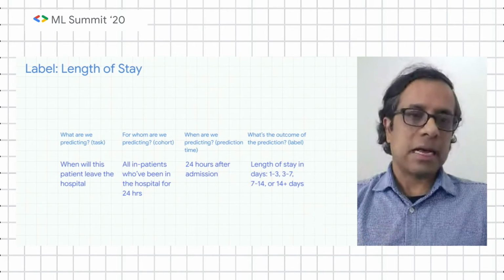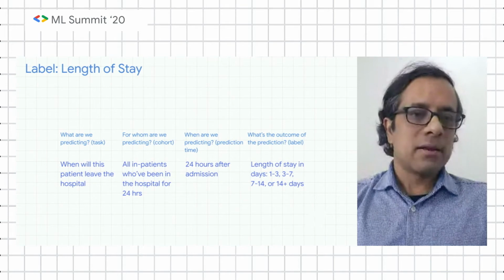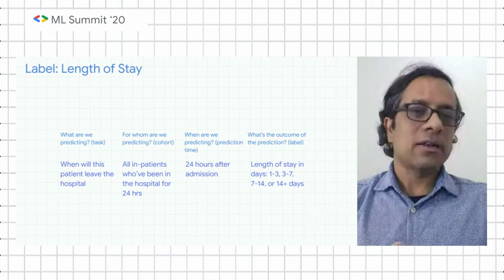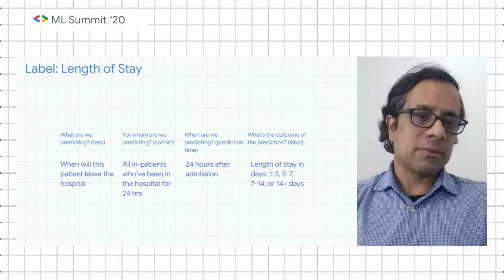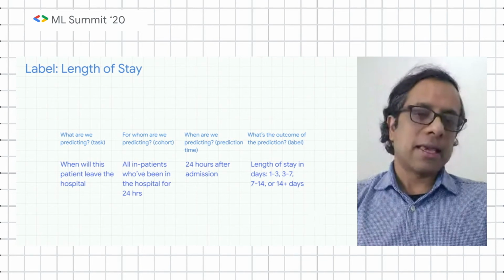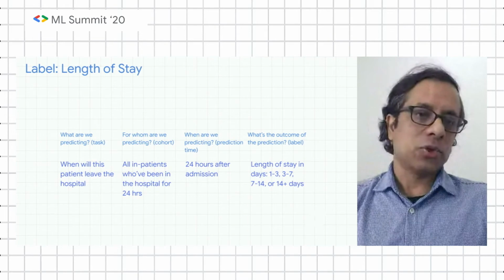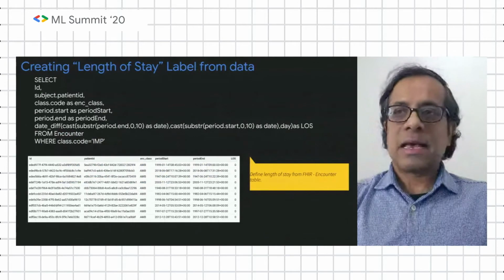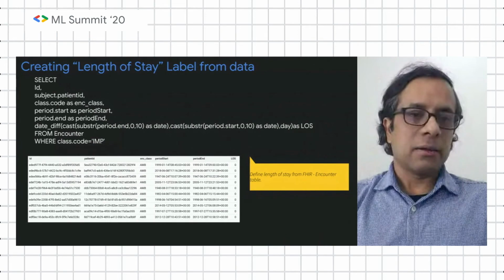And these are some of the details around this prediction task, taking length of stay as an example. The prediction task is: when will the patient leave the hospital? And then you have a variety of other things that you have to consider here. Like you can make it a classification model or a regression model based on how you want to present the data to your customer. And this is an example of how length of stay data could be created from FHIR data in BigQuery.